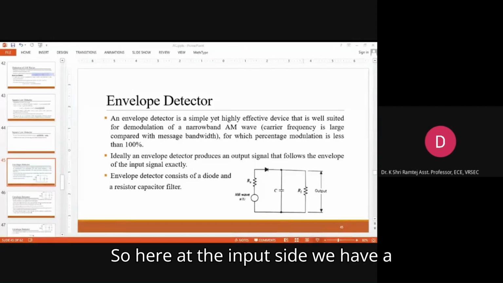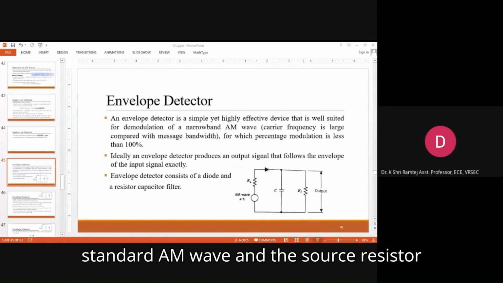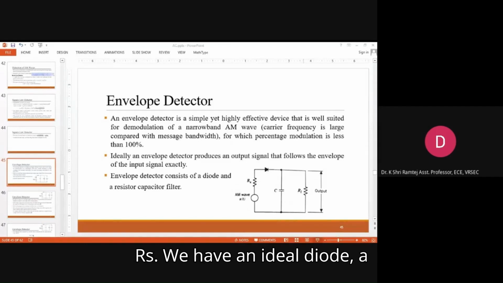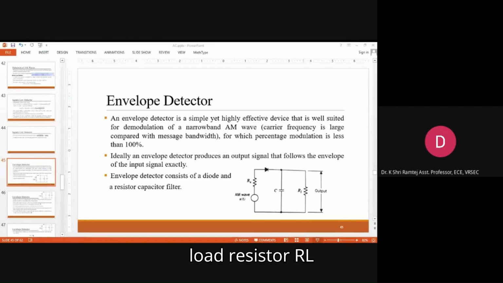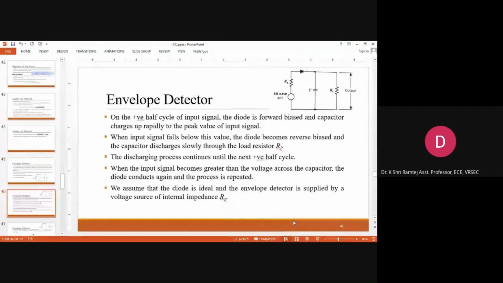So here at the input side, we have a standard AM wave and a source resistor Rs. We have an ideal diode, a capacitor, and a load resistor RL. The output will be taken across this load resistor RL.